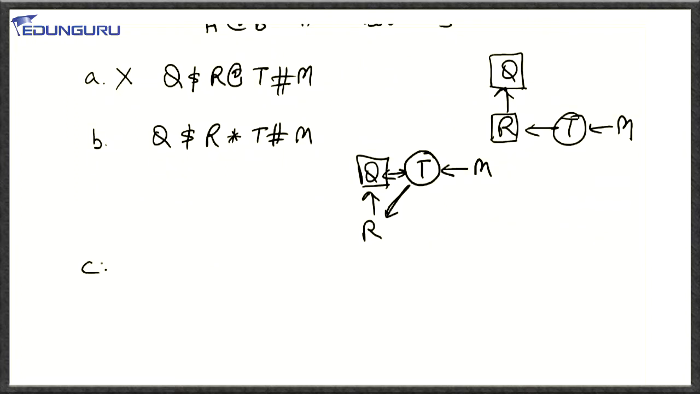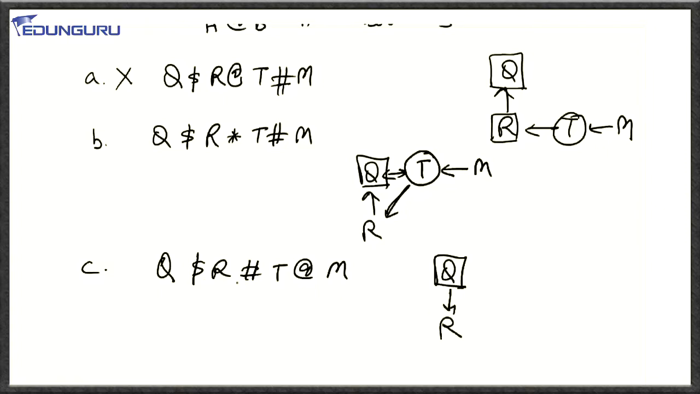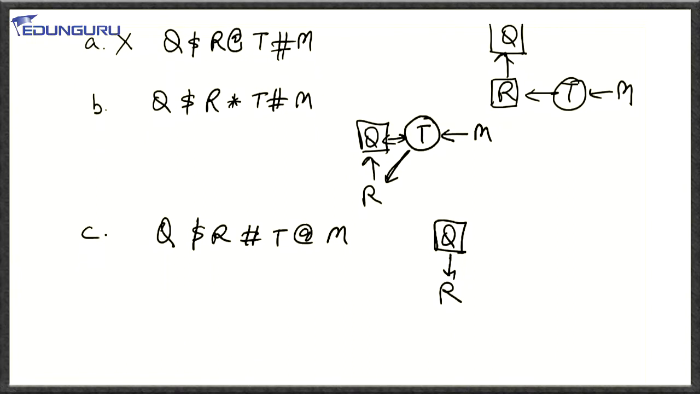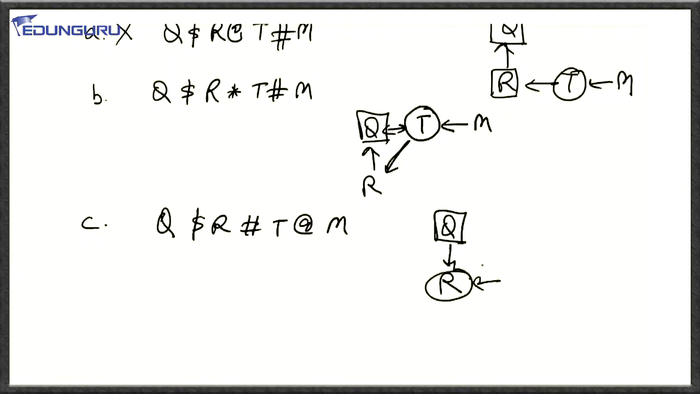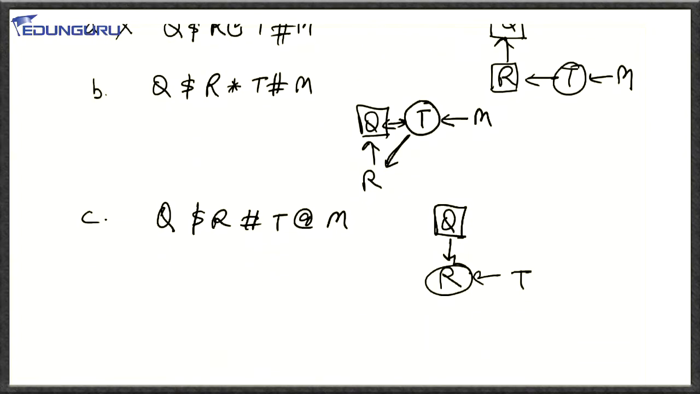Now, let us see the third option: Q $ R # T @ M. Again Q $ R means Q is father of R. R # T means R is sister of T, and T @ M, @ means brother, so T is brother of M. Again we cannot say that M and Q are husband and wife, right.